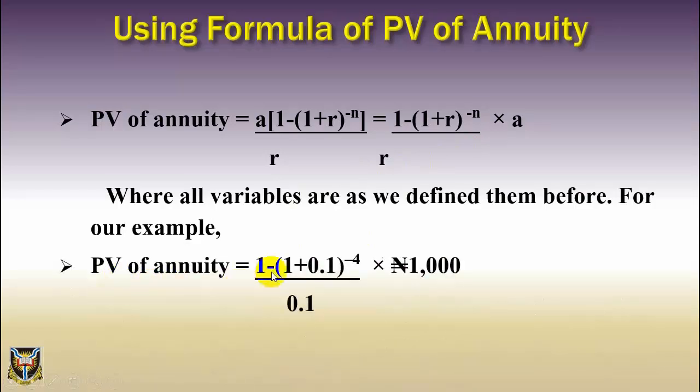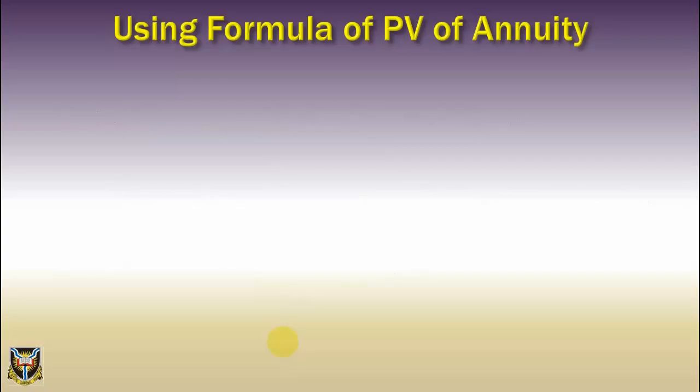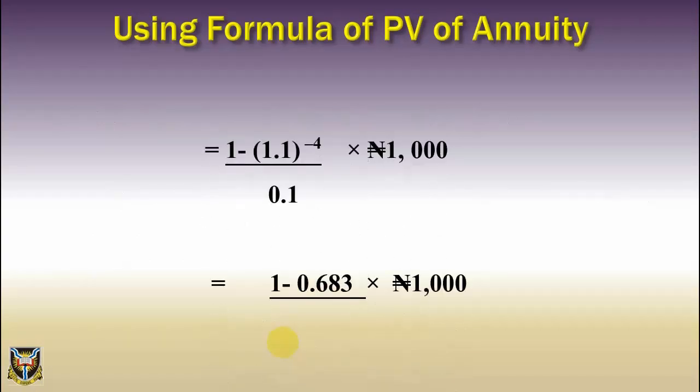PV of annuity is equal to (1 minus (1 plus 0.1) raised to power minus 4) over 0.1 times 1,000 naira, which is equal to (1 minus (1.1) raised to power minus 4) over 0.1 times 1,000 naira, which is equal to (1 minus 0.683) over 0.1 times 1,000 naira, which is equal to 0.31699 over 0.1 times 1,000 naira, which is equal to 3.1699 times 1,000 naira, which is 3,169 naira 9 kobo, approximately 3,170 naira.